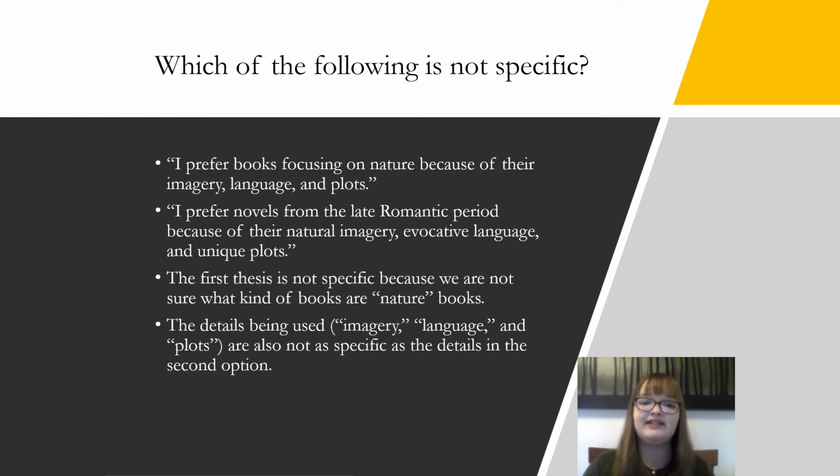Well, the first thesis is less specific here because we're not sure what kind of books are nature books. The details being used in the first thesis, which are imagery, language, and plots, are also not as specific as the details in the second option. In the second option, we have those qualifiers of natural imagery, evocative language, and unique plots.